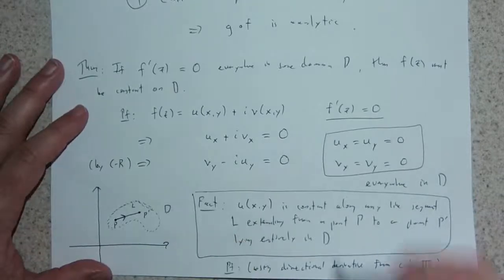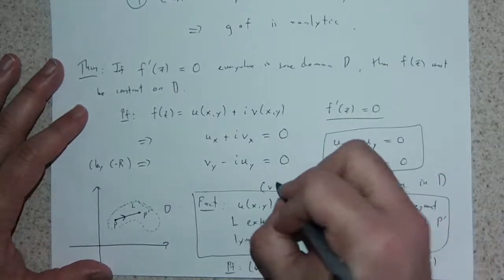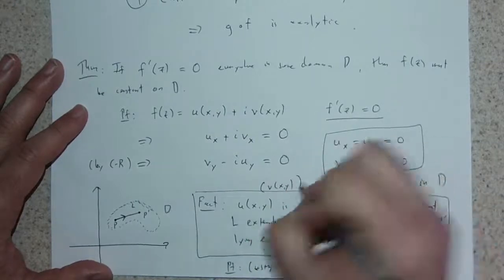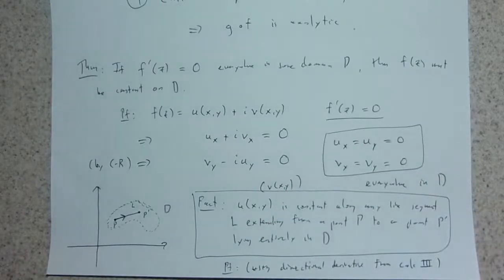Of course, you can actually do the same thing for v. This is also true for v. And so this fact that I've boxed is true for both u and v. These are real valued functions of two real variables, right? Okay. Huh. How does this help me?